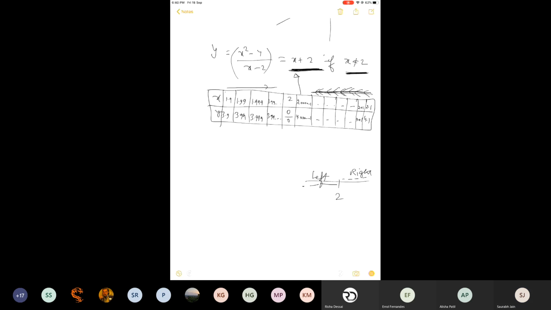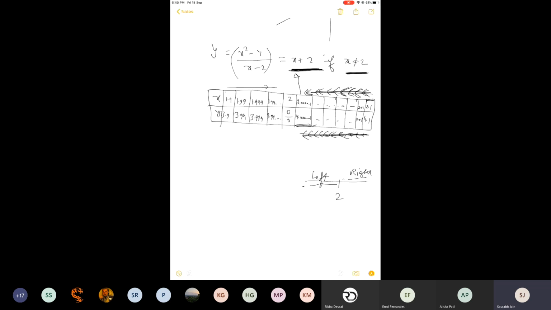So when I try to approach 2 from the right hand side, the value of y, now come to the second row, will try to approach 4. I repeat, first I put 2.1, then 2.01, then so many zeros. At this moment, I'm almost at 2, but not at 2, right? Because of that, what changes are occurring in the values of y?